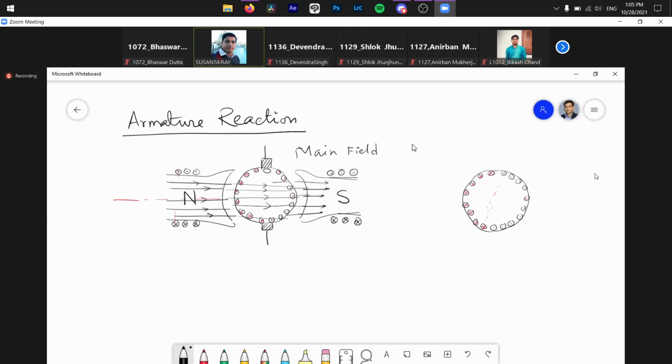So that is the main difference. Therefore, we have to understand the field of the armature in a different way. So we will take coil by coil or conductor by conductor. Suppose we have only one conductor like this. In which direction will it generate the field?